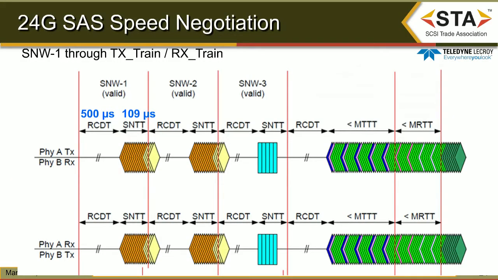Here is the SAS speed negotiation diagram that we all know and love. There's not a lot of difference between 12 gig and 24 gig speed negotiation. To get to the higher speeds, all the SNWs will start with RCDT. That's the rate change delay time. It's a quiescent period where you're supposed to send OOB idle for 500 microseconds.